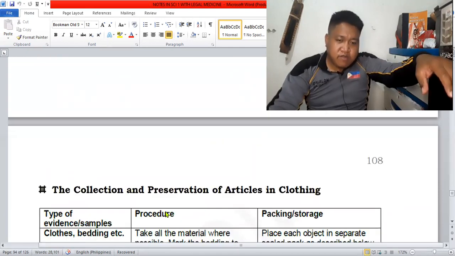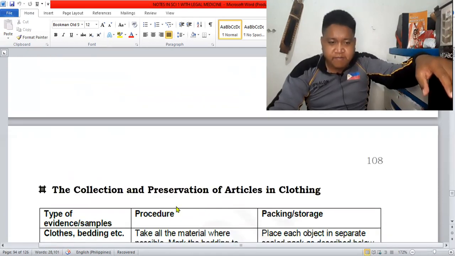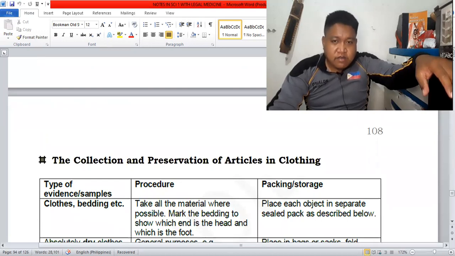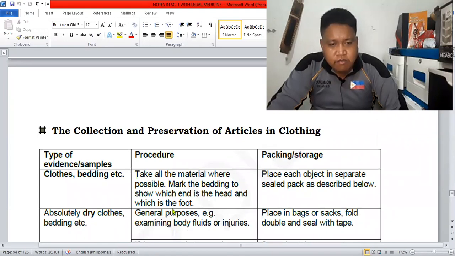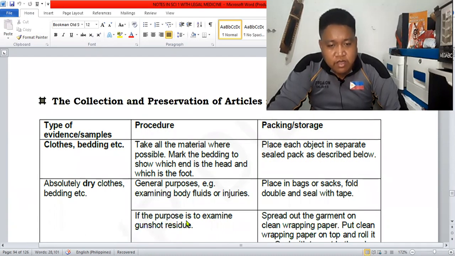Then collection and preservation of articles of clothing. Okay, so clothes or beddings: take all the material where possible. Mark the bedding to show which end is the head and which is the foot. Absolutely dry clothes or beddings. General purpose, examining body fluids or injuries: place in bags. If the purpose is to examine gunshot, spread out the garment on clean wrapping paper.